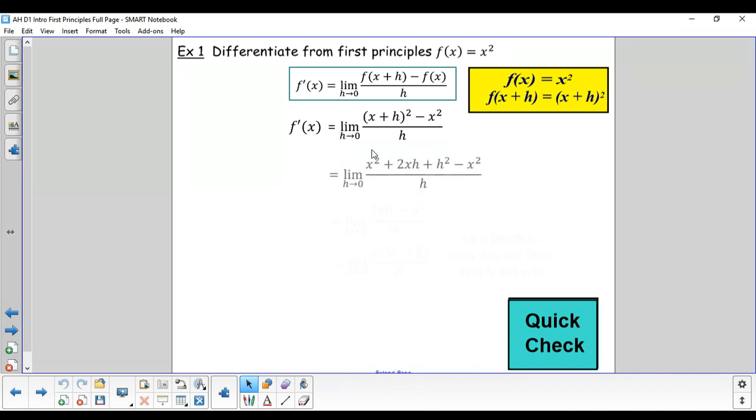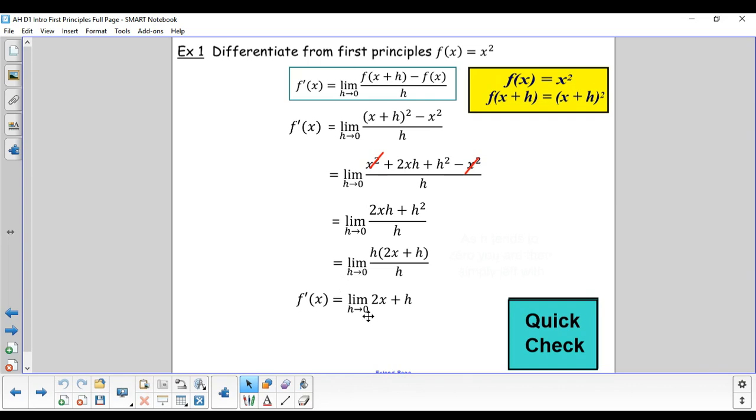And what do you notice? The x squareds actually cancel out. That leaves you with 2xh plus h squared over h. You don't necessarily have to write that again because you can see it up there, but I'm just showing you how this works. Then you can pull out the common factor of h, so you can see h cancels down, which then leaves you with 2x plus h.